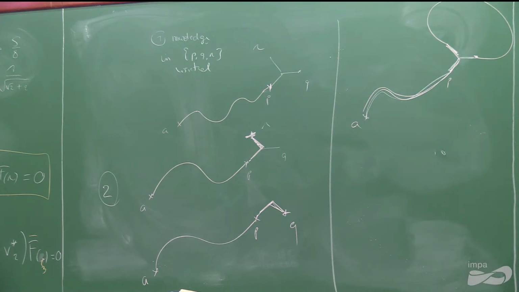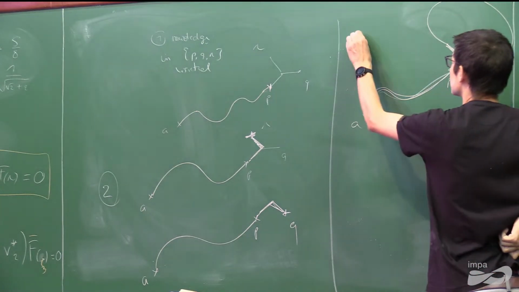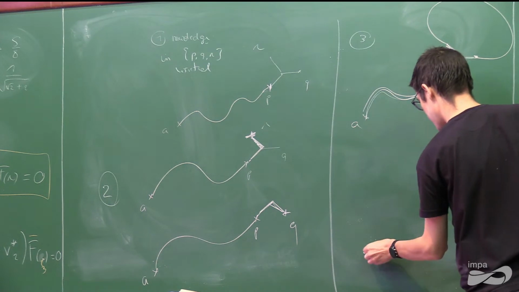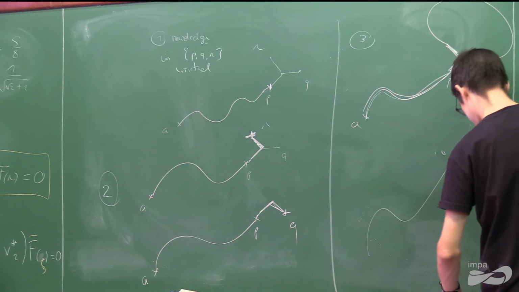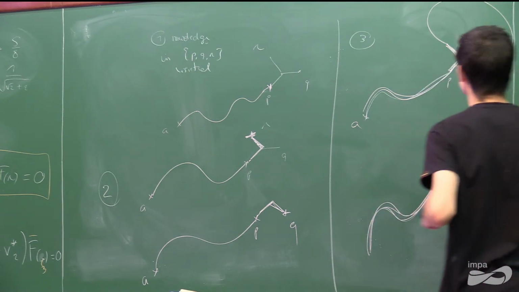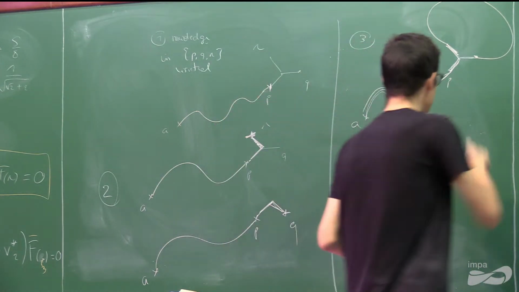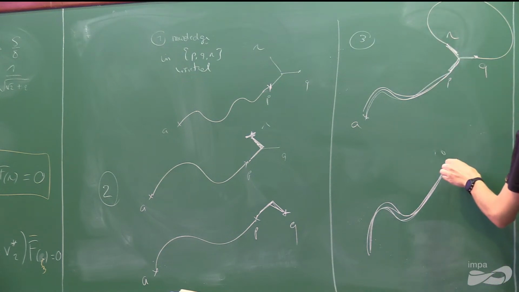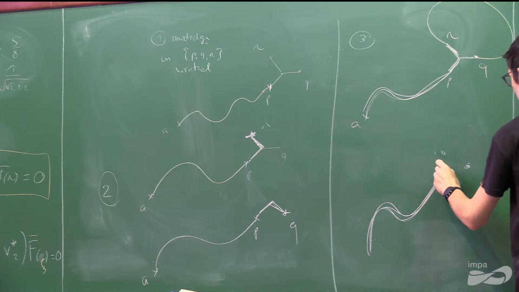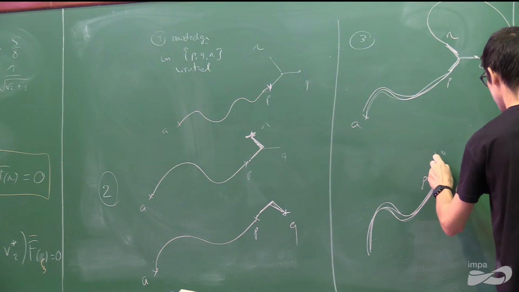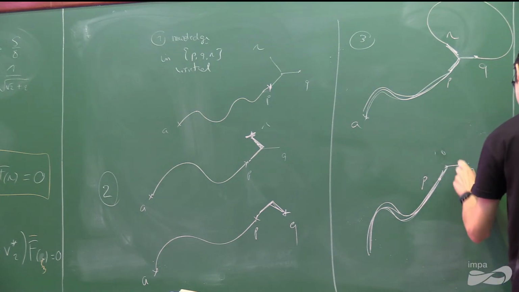And now I can say, if I have a walk that visits first P, then Q, then R, then Q, then I can couple it with a walk that visits first P, then Q, then R.